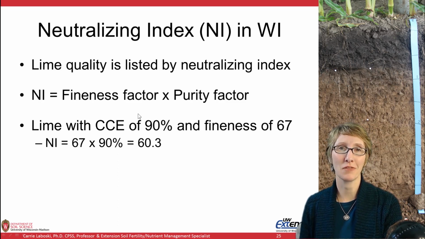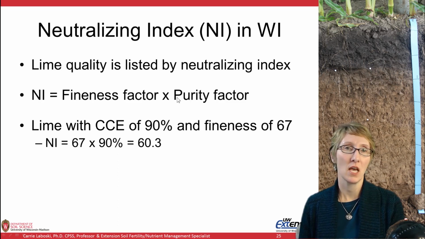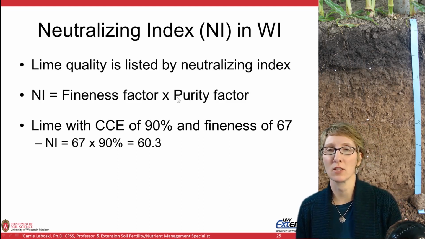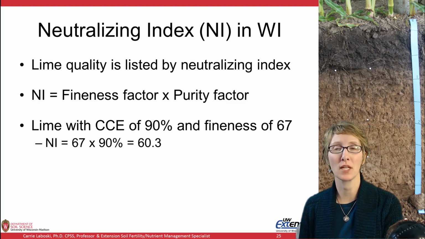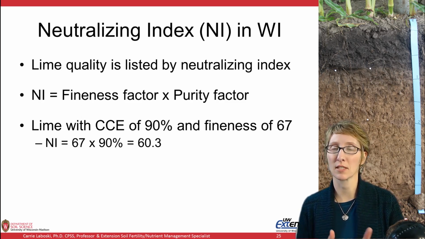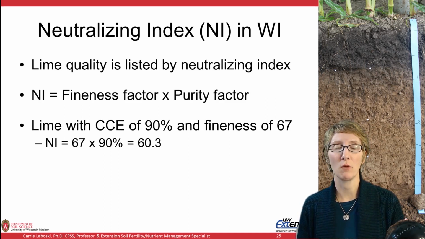Now, the neutralizing index here, it's a measure of the lime quality, and it's very simple. We take that fineness factor and we multiply it by the purity factor. So pretty easy. So if we have a lime that has a calcium carbonate equivalent of 90% and a fineness factor of 67, we just take 90 times 67, and that gives us 60.3. So that says that our neutralizing index is 60.3, and that would be classified as a 60-69 lime.